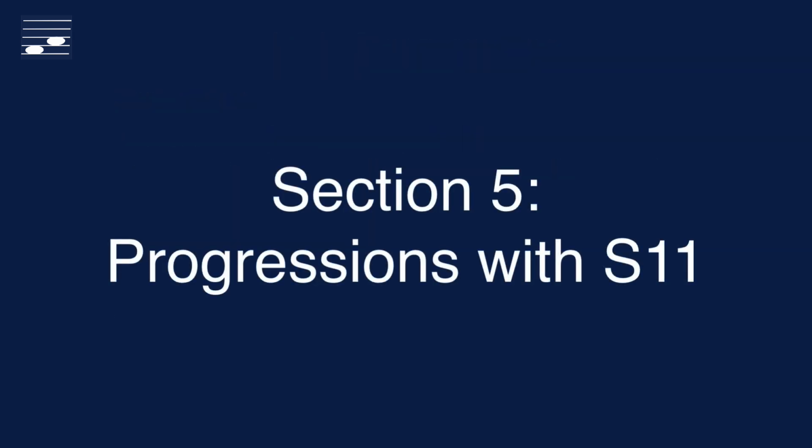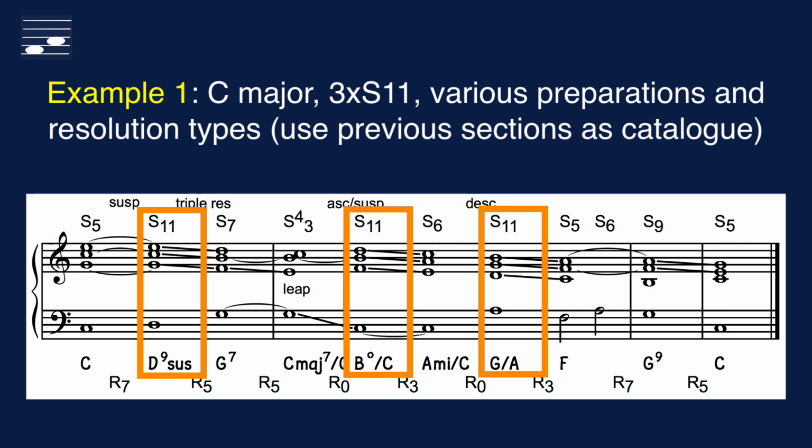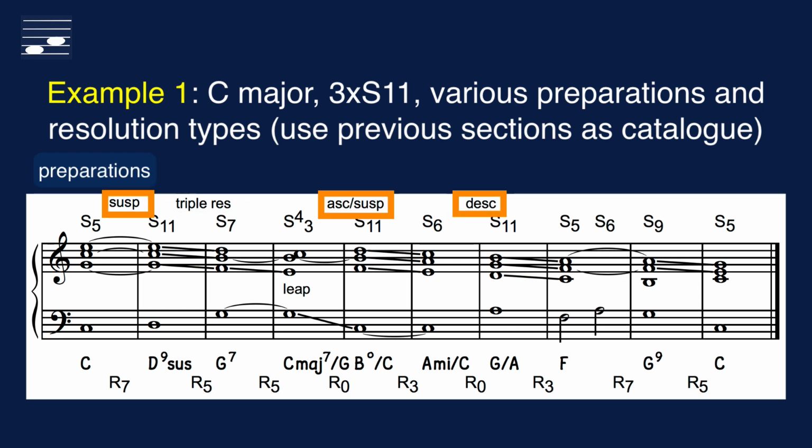Let's move on to diatonic chord progressions with the 11th chord. The first example is in the key of C major. It has 3 S11 structures, all with triple stepwise resolution, but with different preparation mechanisms. We may use the slides from the previous sections as a lookup catalog.